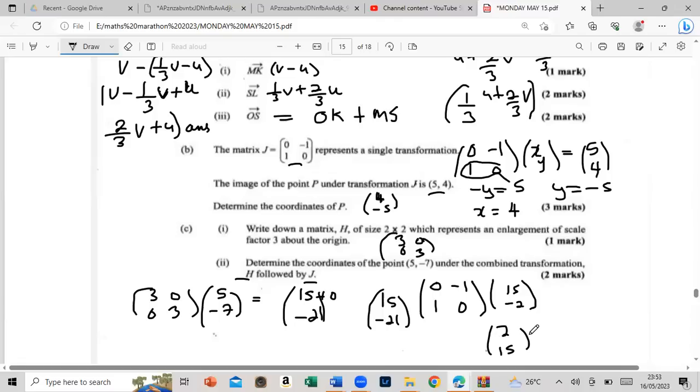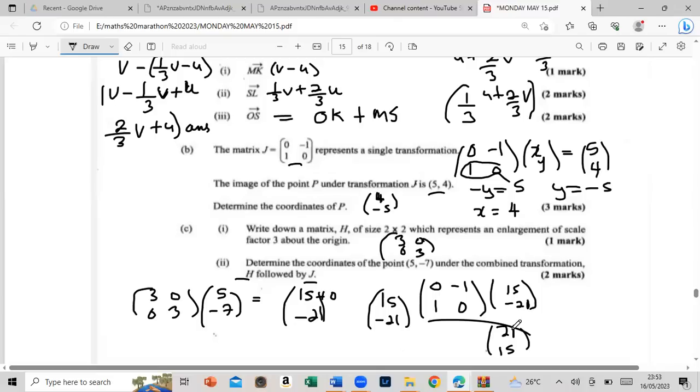Did I make that error? What was this? This is not 2, this is 21. Oh my god. So it's supposed to be 21. So 0 times that, negative times that, positive 21. Good thing I double check, guys, because I'm so tired.